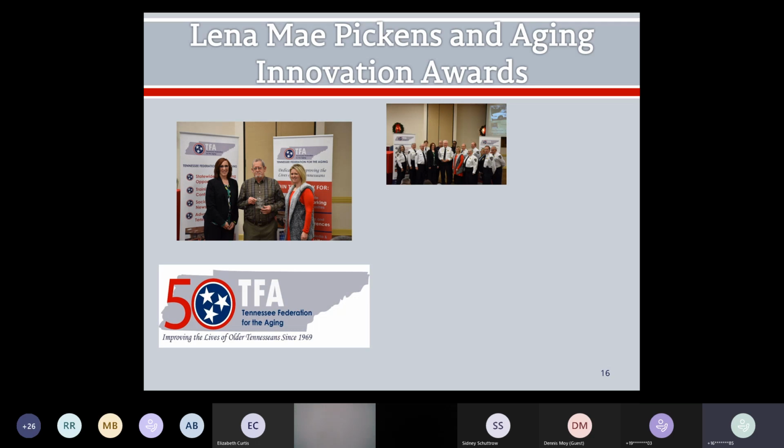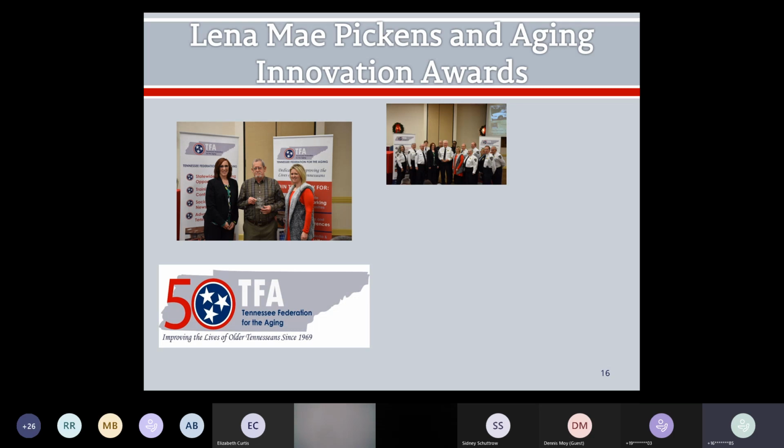We also have 3 Aging Innovation Awards. One award goes to each of the 3 grand regions of the state. So not only is this a great way to recognize a volunteer, but also for you all to nominate yourselves in some cases. And don't feel weird about doing that. You guys are doing great work. Nominate yourself. Get yourself some recognition for your amazing work.